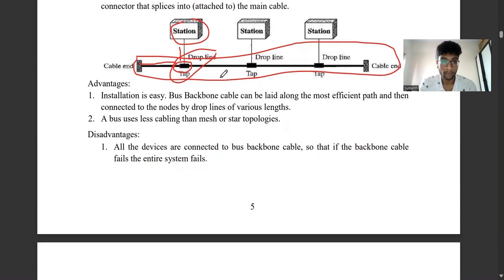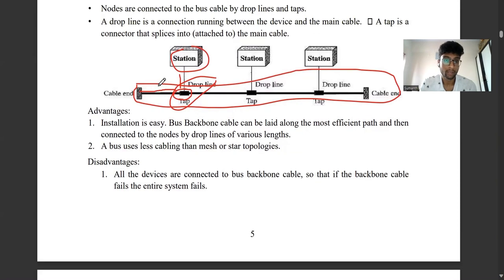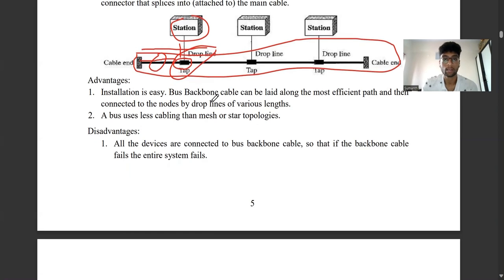If the main cable, like here, this is the bus, right? If the bus fails at one point, the stations cannot acquire data anymore. So the point of failure is here. We cannot acquire data by the stations from the bus because data is not transferring all the way around. So this is a major disadvantage of the bus topology.